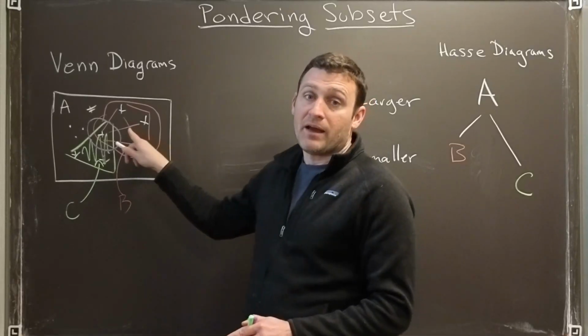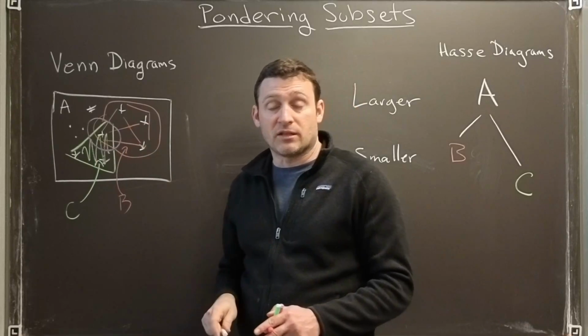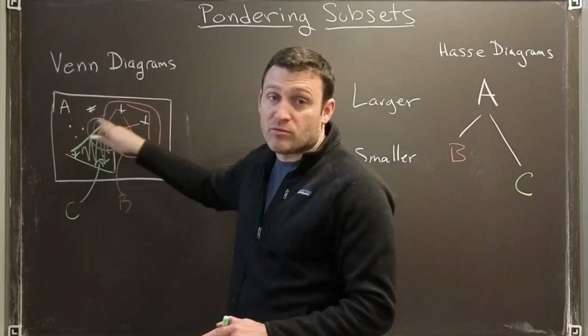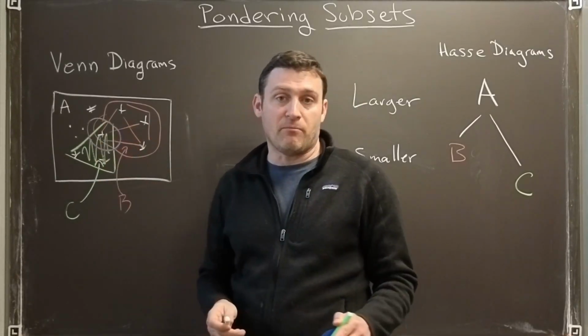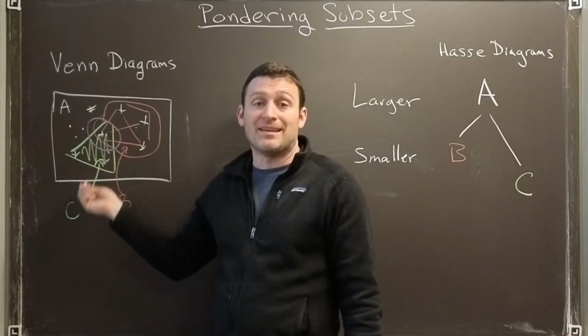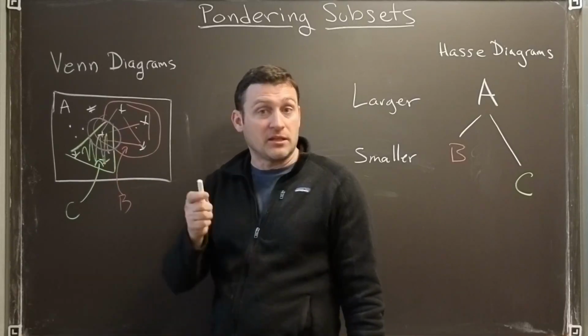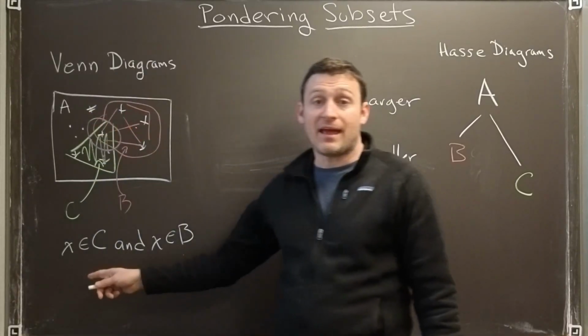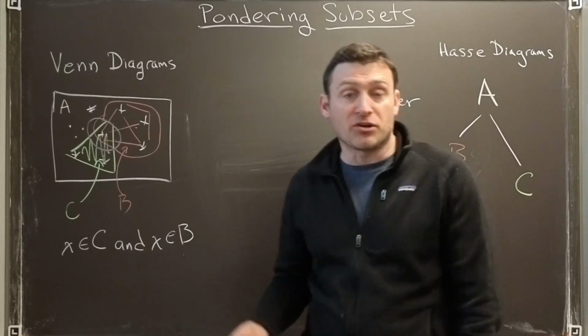For example, I can see that C and B share some constellation stars. They share these points right in the middle. That should get a name. So let's imagine what's a star that's right here. A star that's here is in C and in B. Let's write that out. To say that X is in C and in B is a logical construct.